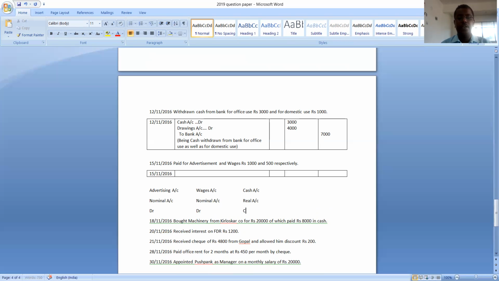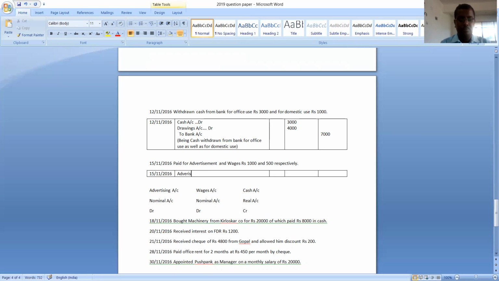And which account should be credited? Cash account should be credited because here cash is going out of the business. Debit what comes in, credit what goes out is the rule of real account. So here cash is going out of the business. That is the reason we are crediting which account? Cash account. So let us write the journal entry.